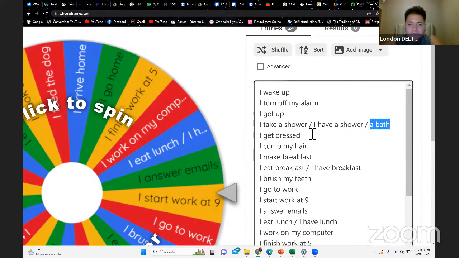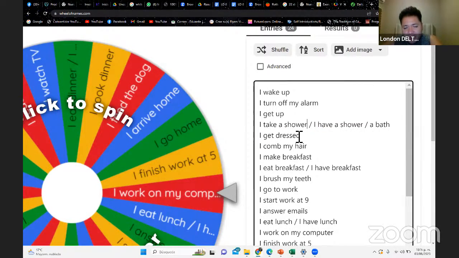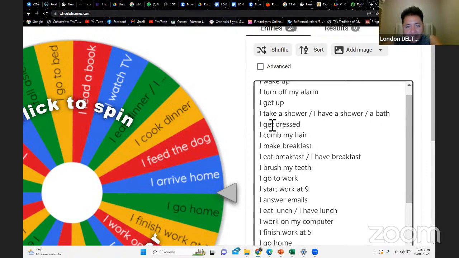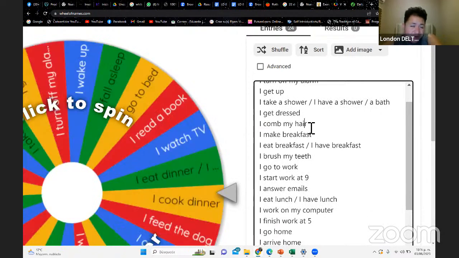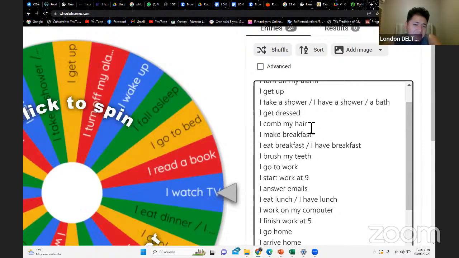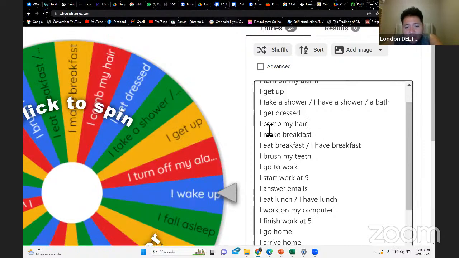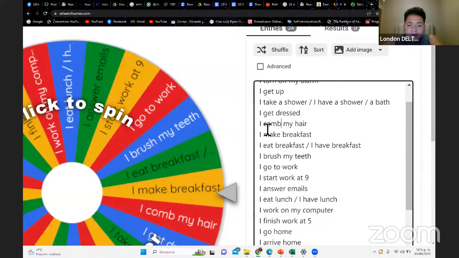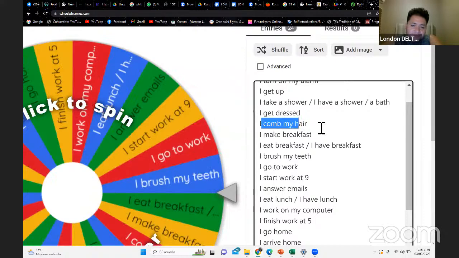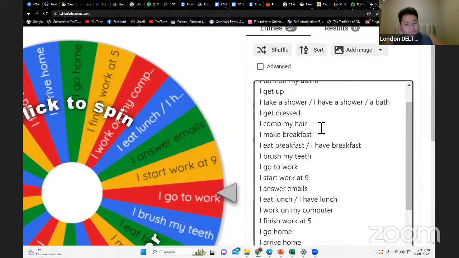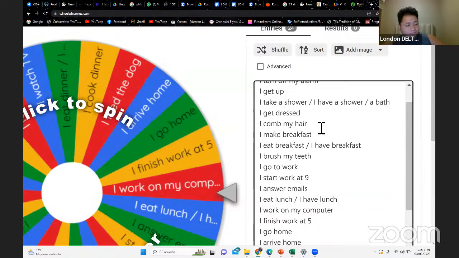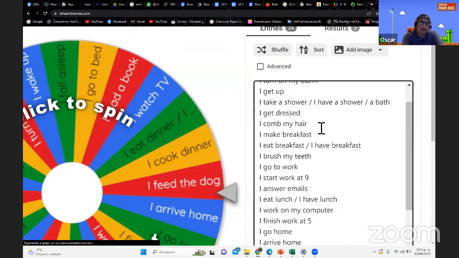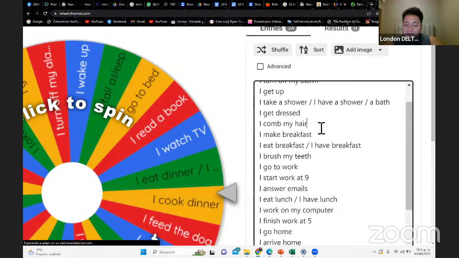Or take a shower. Then you get dressed. I comb my hair or brush, but brush es cepillar. Comb es como con más cuidado, más delicadeza. ¿Qué creen que quiere decir la palabra comb? I comb my hair. Cepillo de cabello. Very well.